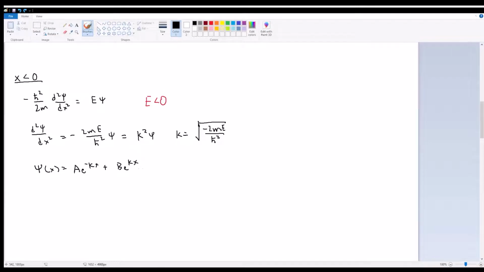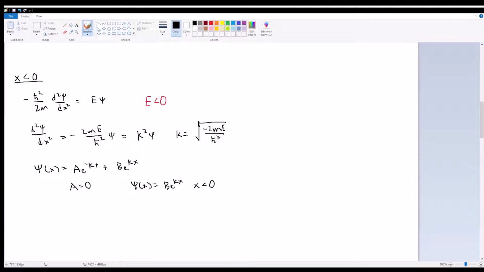And we just have to look at the conditions. First off, we're analyzing only when x is less than 0. So if x is less than 0, that means x is always going to be negative. Instantly, that means this term is going to blow up to infinity. So automatically, we require that a has to equal 0, and psi of x has to equal b e to the kx when x is less than 0.